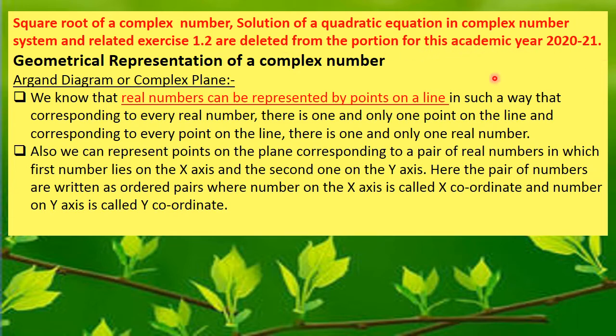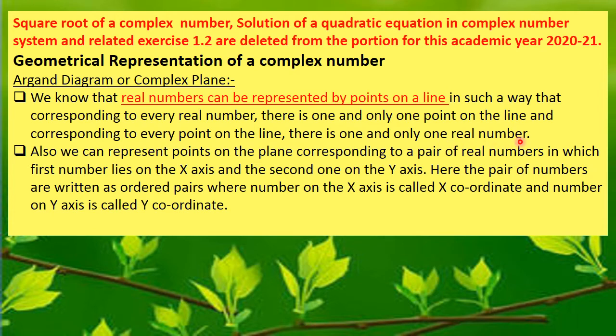Now we will learn the geometrical representation of a complex number: Argand diagram or complex plane. Before going to that, we know that real numbers can be represented by points on a line and points in the plane also, in such a way that corresponding to every real number there is one and only one point on the line, and corresponding to every point on the line there is one and only one real number.